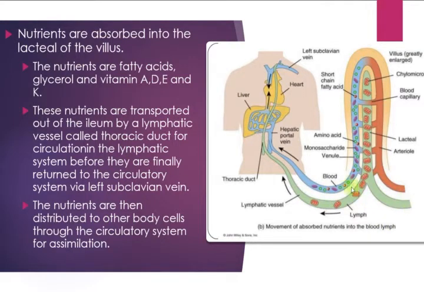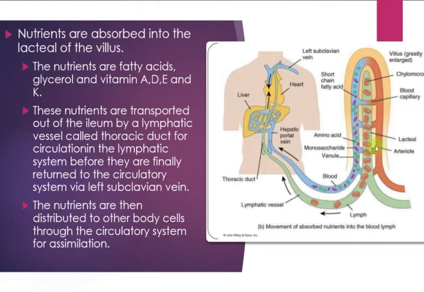As you can see from the diagram here, this is referred to as the lacteals. The nutrients which are absorbed into the lacteals will be transported by a lymphatic vessel called the thoracic duct. The green color vessel here refers to the thoracic duct. And then the thoracic duct is connected to the left subclavian vein. So these nutrients are finally returned to the circulatory system via the left subclavian vein.